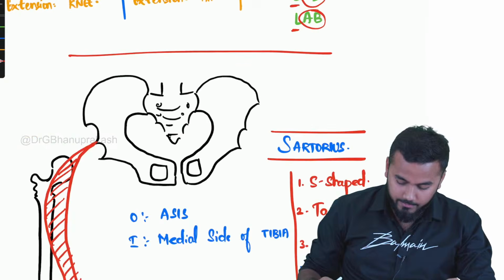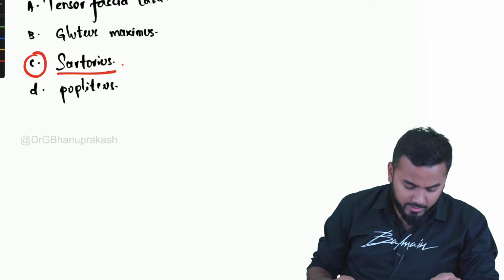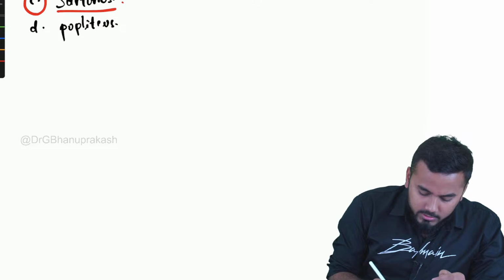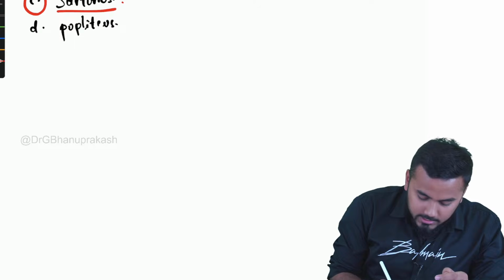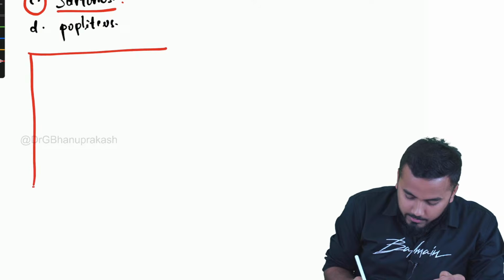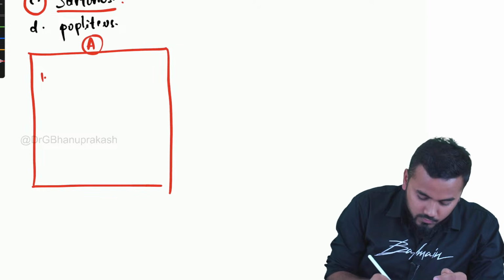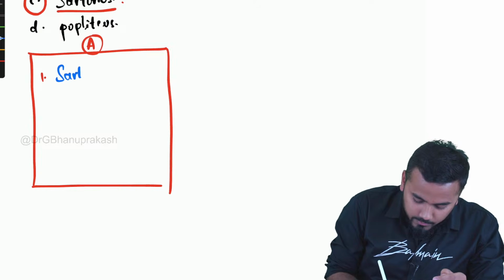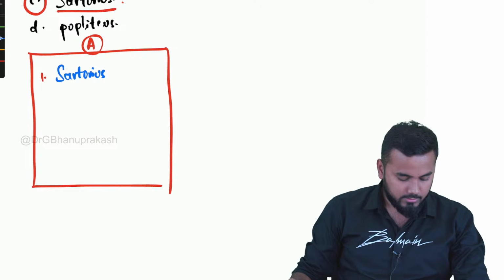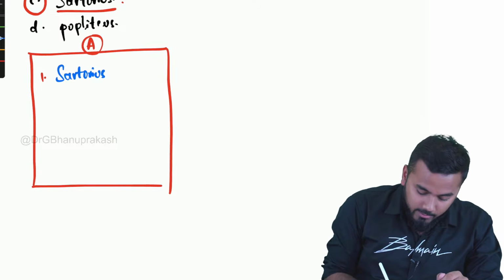Very good, right. So why don't we make a box and discuss the muscles? Anterior compartment muscles. The first muscle which we discussed was sartorius.